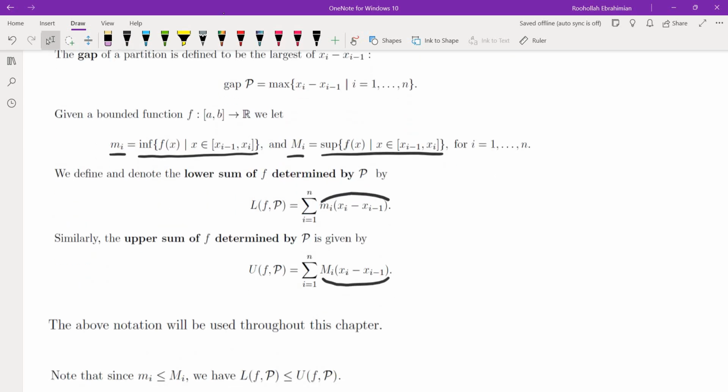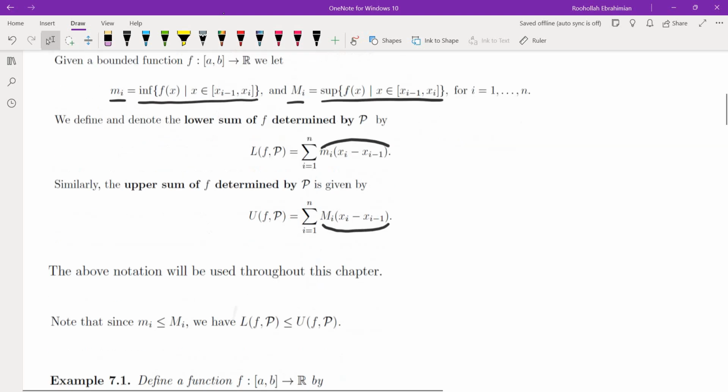So again, we define and denote the lower sum as sum of mi times xi minus 1. And we define the upper sum as sum of capital Mi times xi minus 1. The only difference is one of them is lowercase mi, which is the infimum, and the other one is capital Mi, which is the supremum.